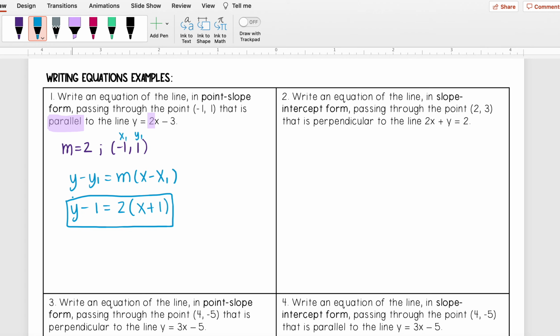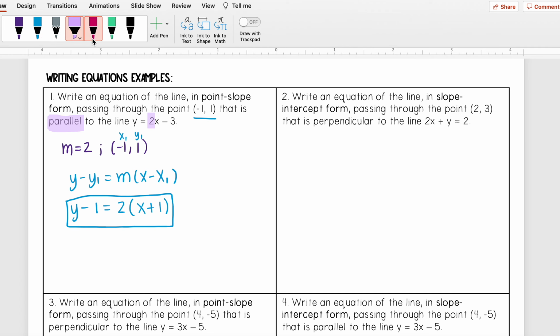Because this was asking me to write it in point slope form, I can go ahead and leave it like this. So again, my first step was to figure out the slope of my line. Here I saw that it was 2. Since I want the equation of the line parallel to this, I have the same slope, but I want it to go through this point here. And then I wrote the equation using that information. Okay, let's try number 2.